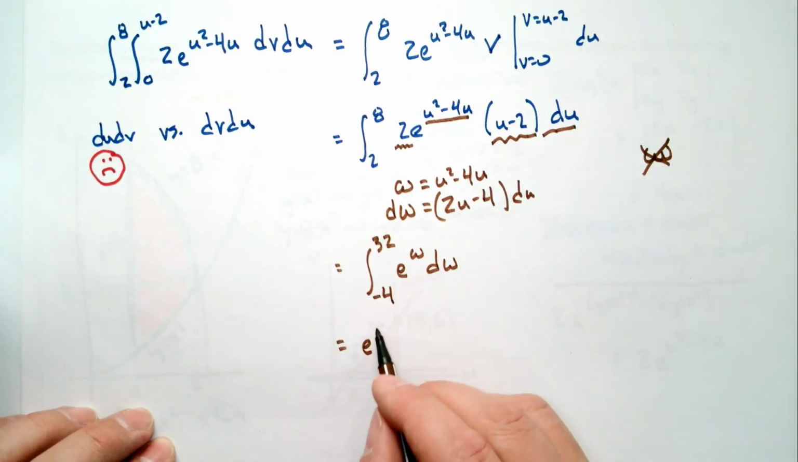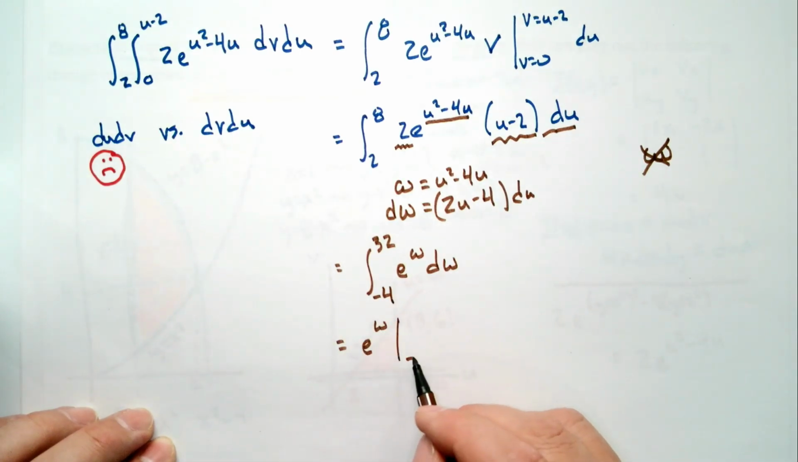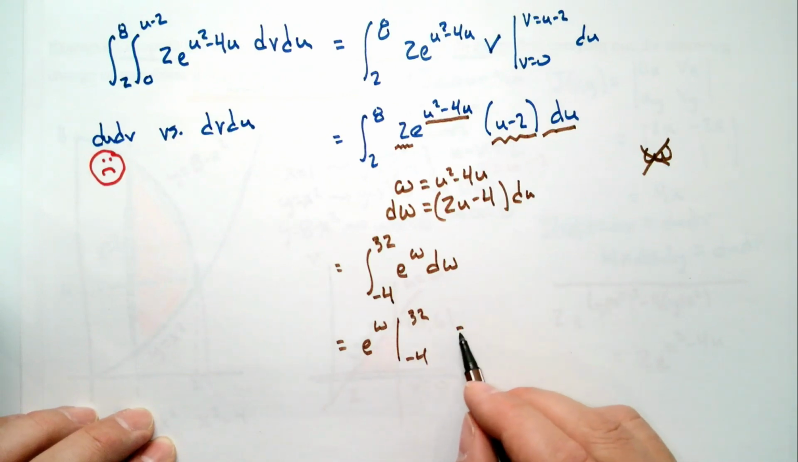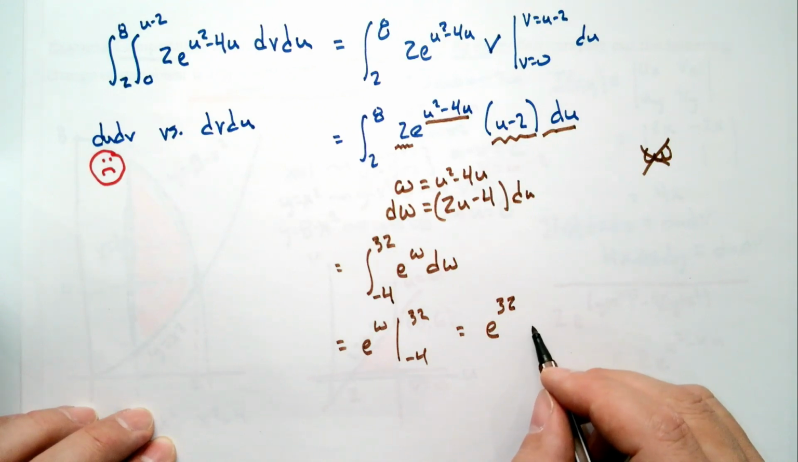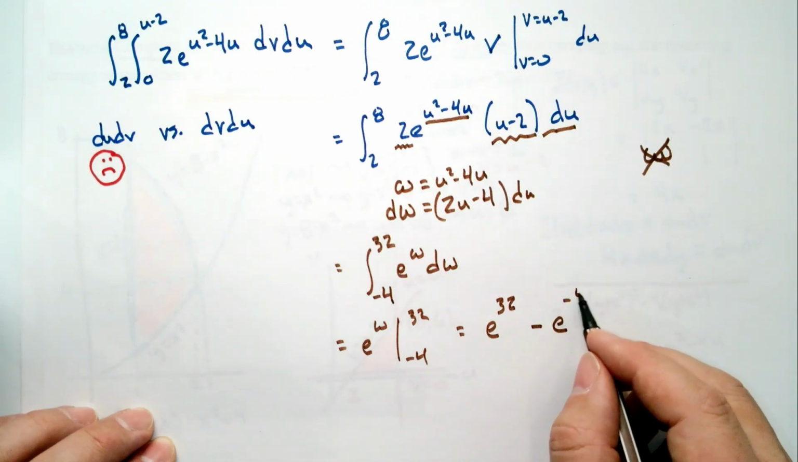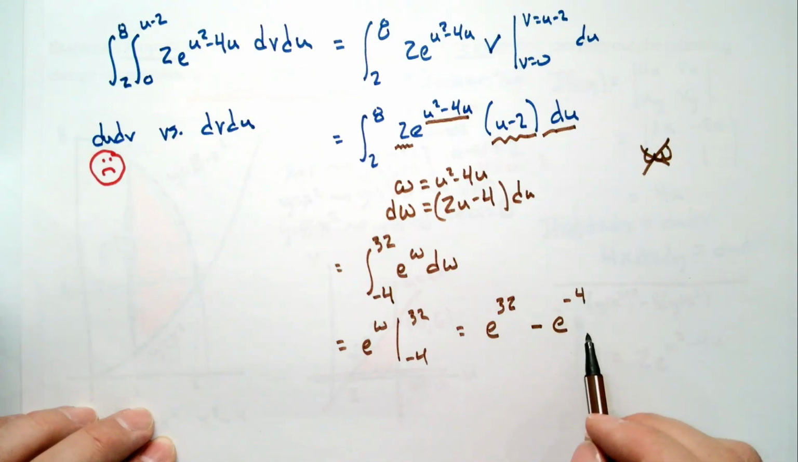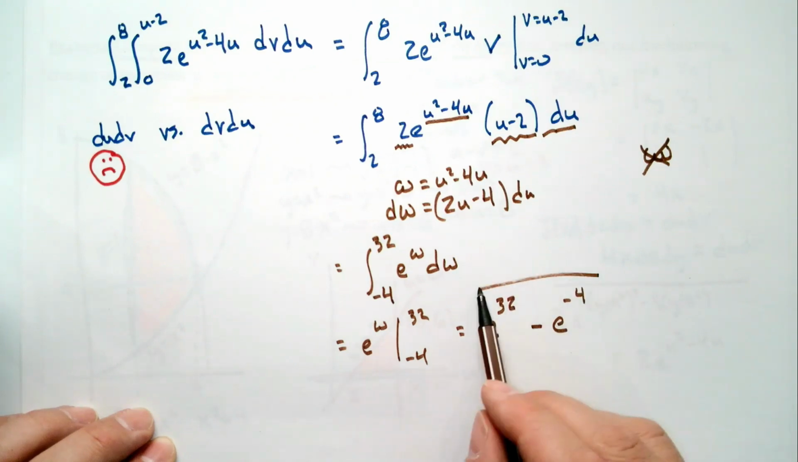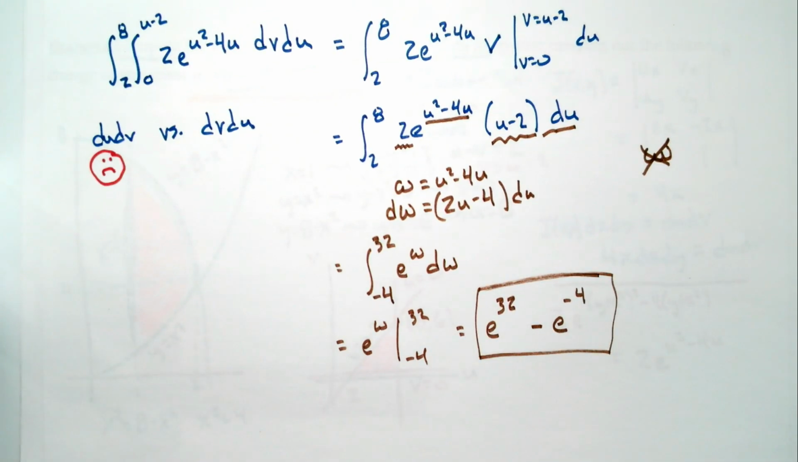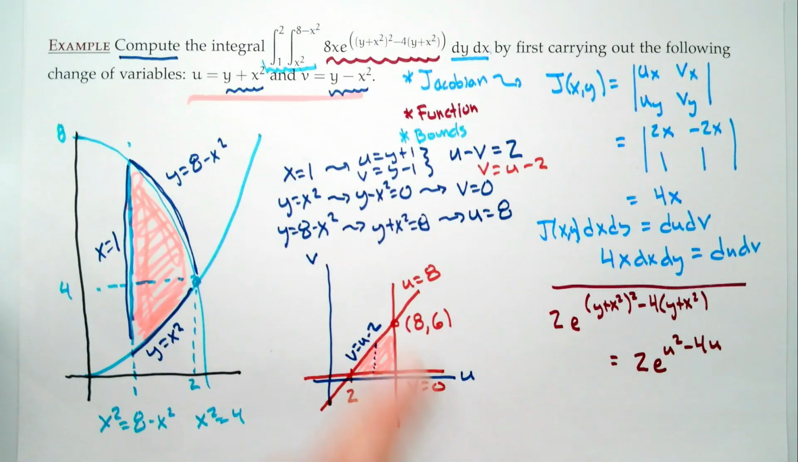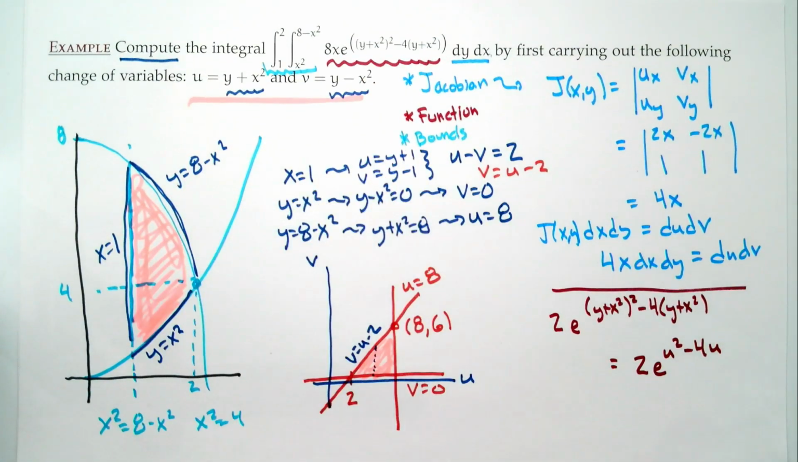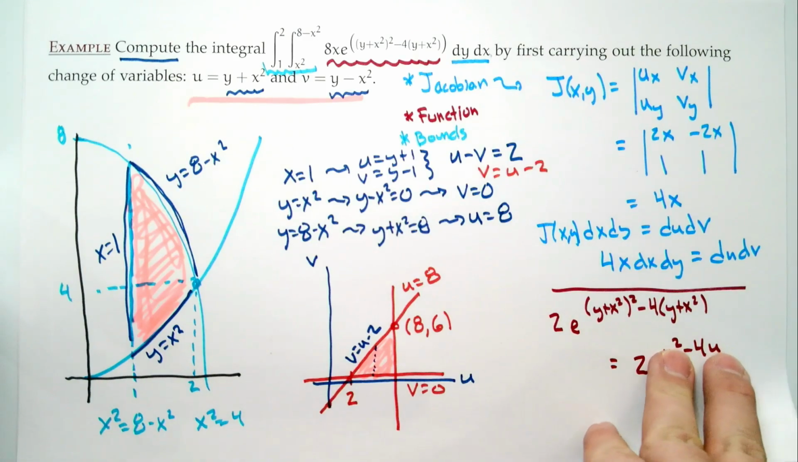So you get e to the w evaluated from negative 4 to 32, which is e to the 32, which is an enormously huge number. But not the right answer, because you also have to subtract e to the negative 4. This is super tiny. In comparison of sizes, you wouldn't even detect this e to the negative 4. But it's there, and we found it. And that's the answer. All right. So really, UV substitution problems are a process. Understand you have the 3 parts, know how to write the 3 parts, and follow through. Okay.